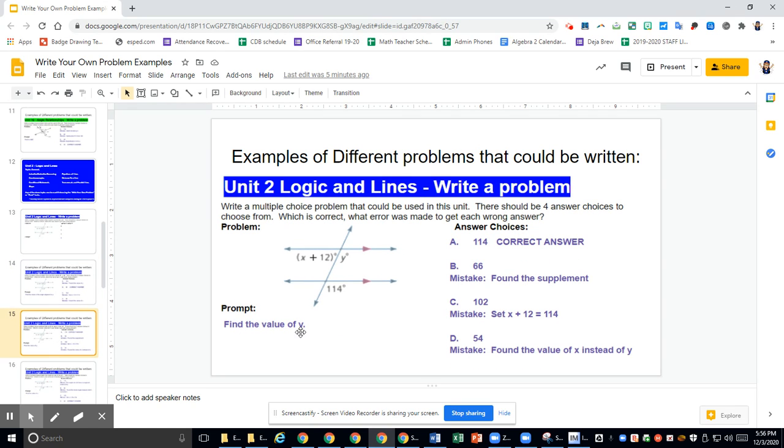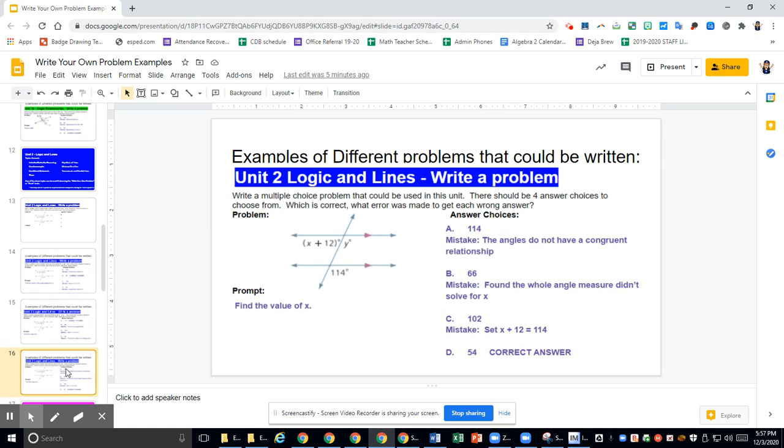Another thing you could ask is to actually find the value of y, which is pretty simple in this one since they're corresponding, they're both equal. So it's just 114, and then how are you getting these wrong answers? Another question with this same picture is to find the value of x, right? So you have to know that if this is 114, this is 114, and then these two add up to 180. So my 114 plus my x plus 12 make 180 because they're supplementary. And then you find your correct answer and then your wrong answers and how you got the wrong answers, what mistake was made.